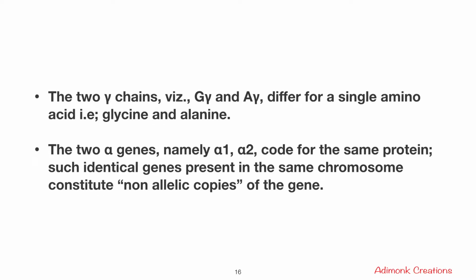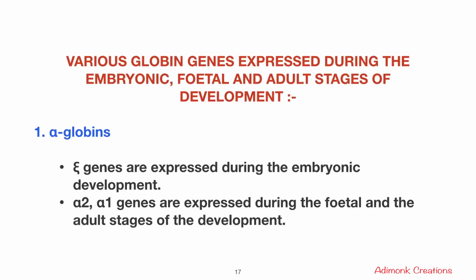The two gamma chains, G gamma and A gamma, differ by a single amino acid, glycine and alanine. The two alpha genes, alpha 1 and alpha 2, code for the same protein. Such identical genes present on the same chromosome constitute the non-allelic copies of the gene. Let us now see the various globin genes which are expressed during different embryonic, fetal and adult stages of development.